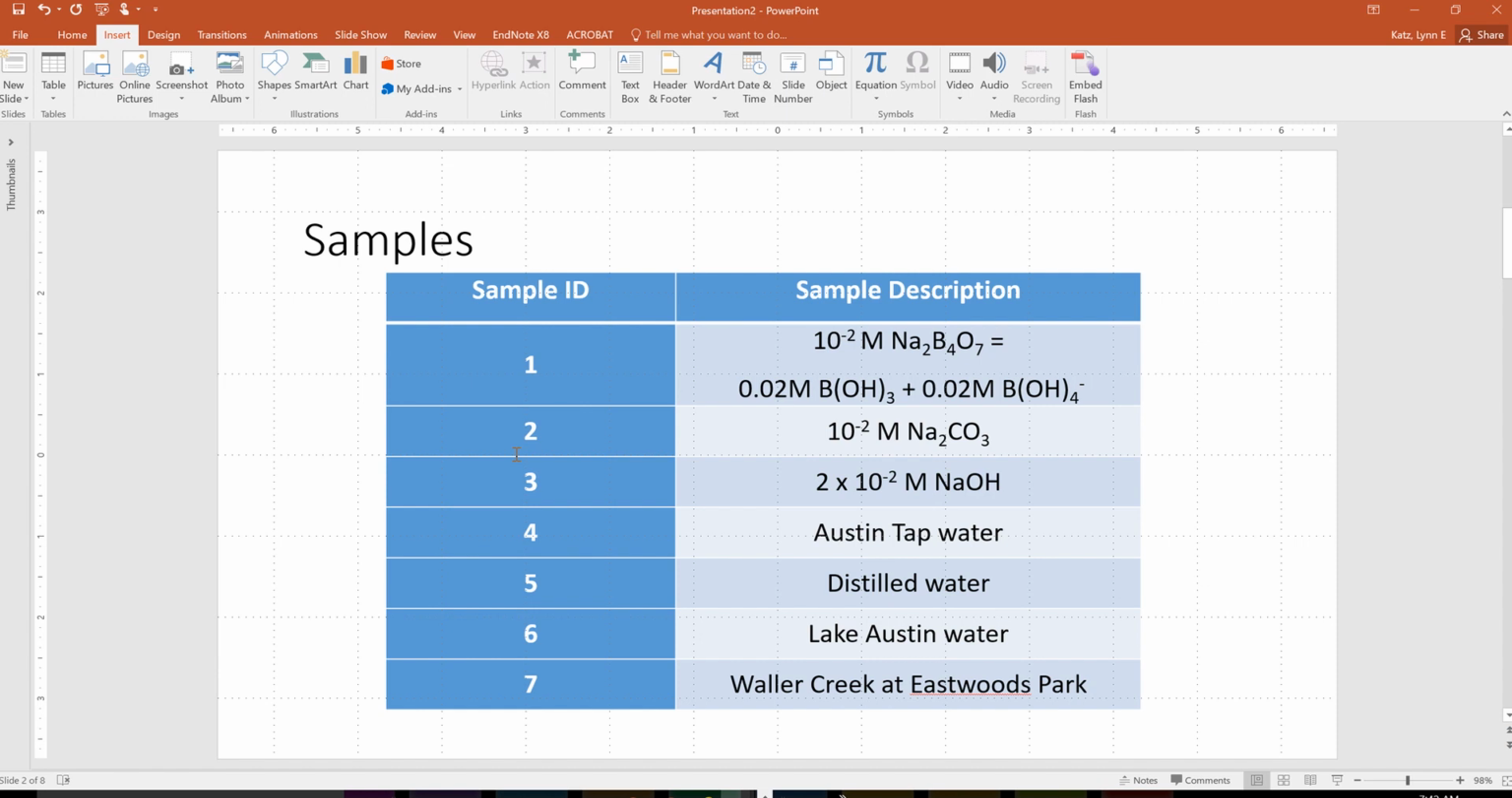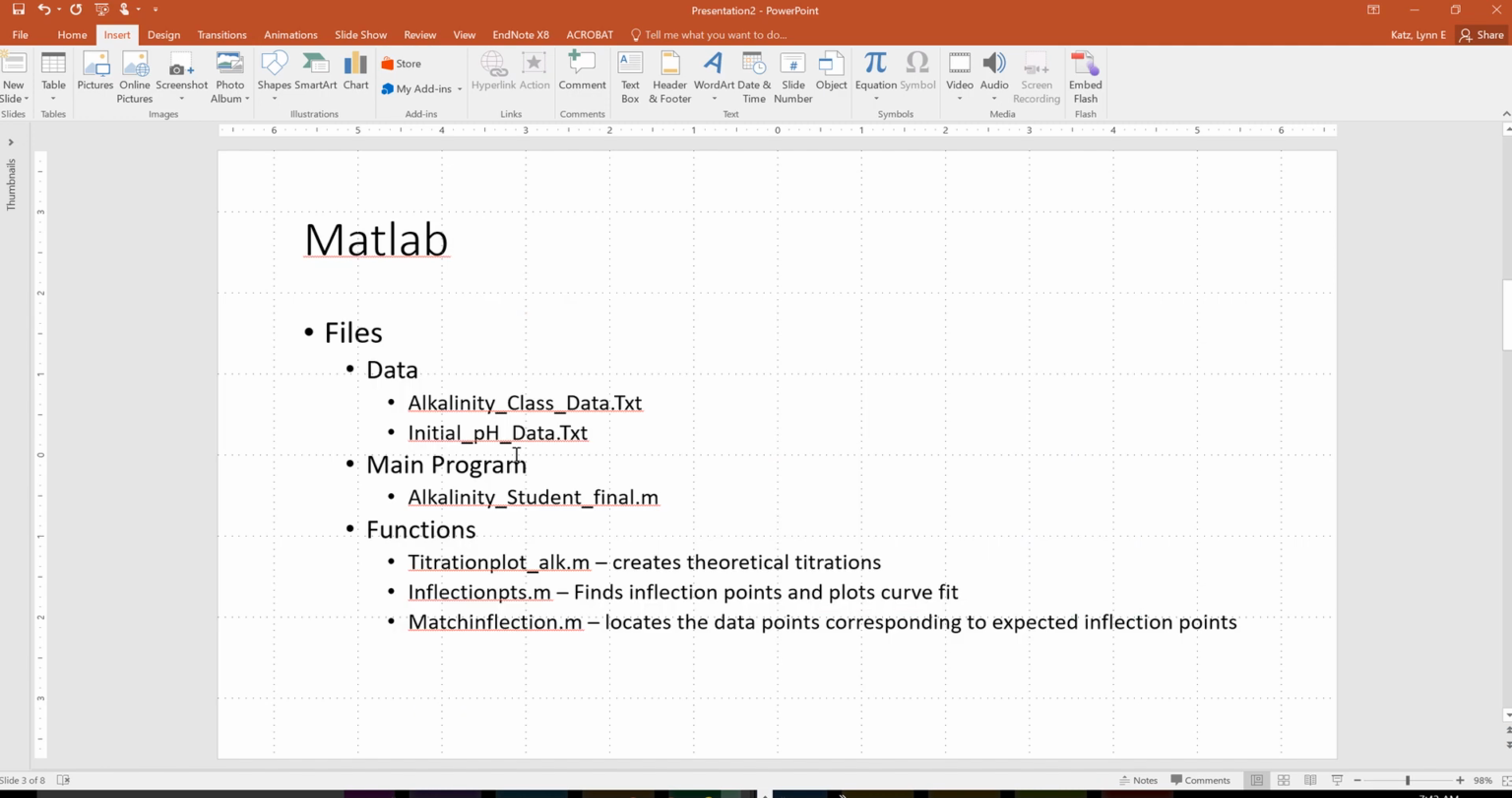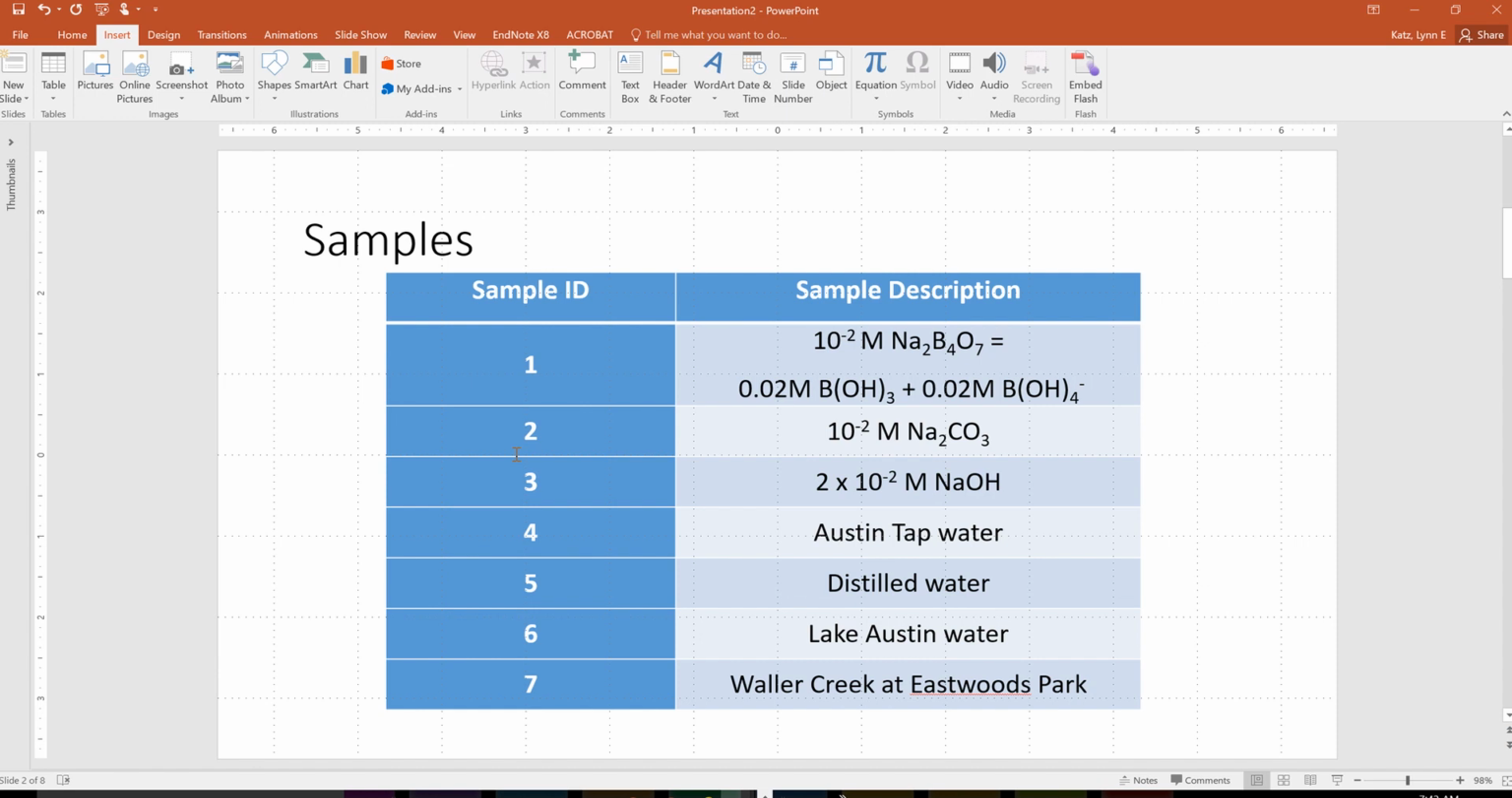The third sample is sodium hydroxide, our strong base. The fourth sample was Austin tap water. Fifth, distilled water. Sixth, Lake Austin water. And seventh, Waller Creek, a sample from Eastwoods Park. I should say that the first 3 samples are what we refer to as our known samples. So I'll point that out as well.